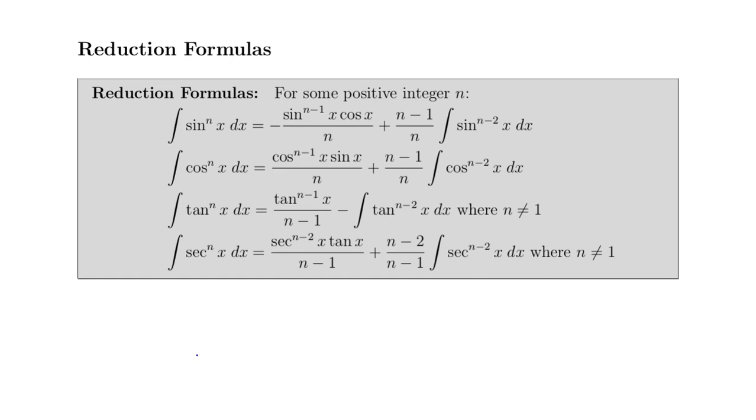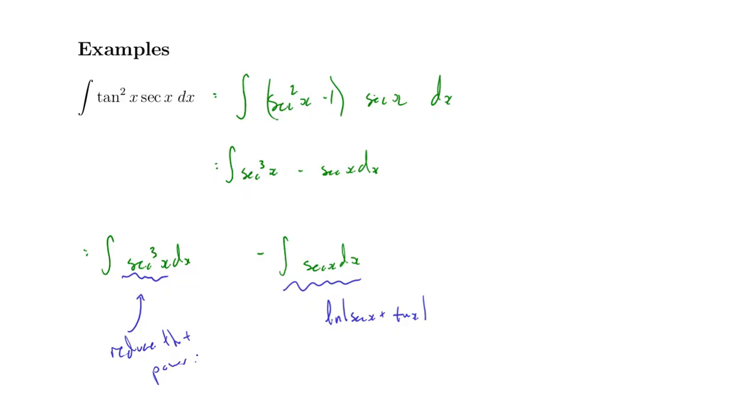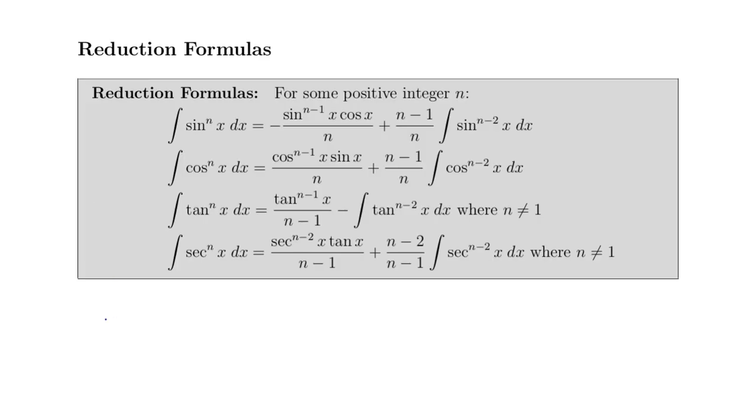So you can go ahead and look at this secant cubed and say, well, n is equal to 3. So let's just do the integral of secant cubed x dx. Notice this means n is equal to 3. So this is going to be an integral of secant to the n minus 2. Well, if n is 3, then n minus 2 is 1. So that's just a regular old secant x tangent x over n minus 1, that's 2, plus 3 minus 2 is 1, and 3 minus 1 is 2, integral of secant x dx.